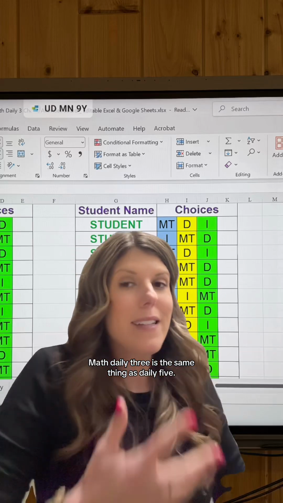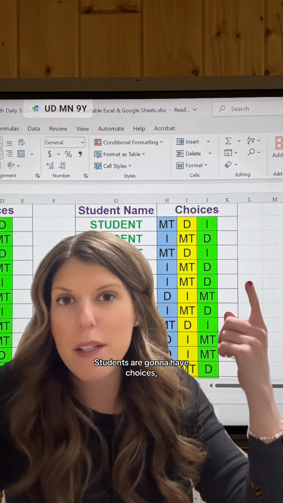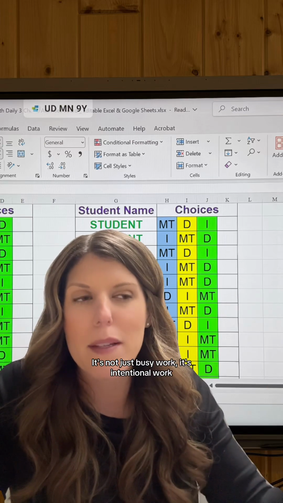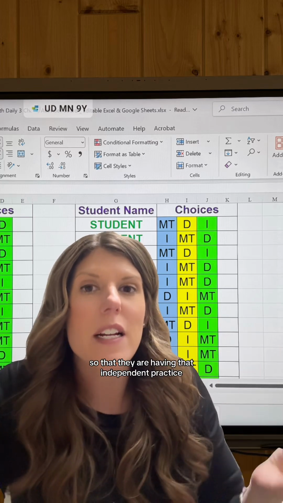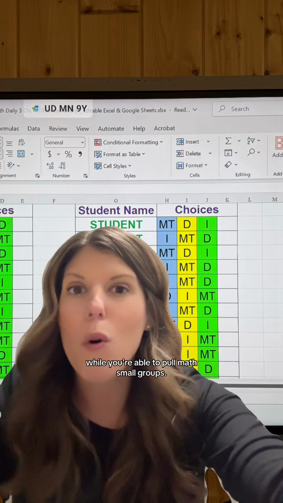Math Daily 3 is the same thing as Daily 5. Students are going to have choices, but you're training them on how to do them. It's not just busy work. It's intentional work so that they are having that independent practice while you're able to pull math small groups.